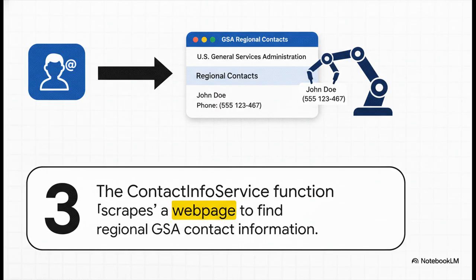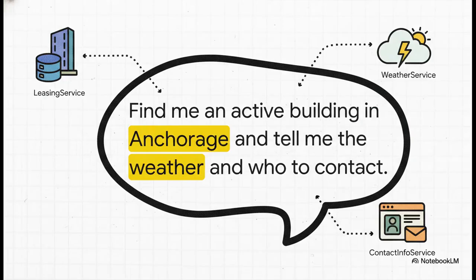Now, what's really interesting about this one is that it doesn't just call a nice, clean API. It actually goes out and scrapes a web page to find the contact info. This shows that a function can be a pretty complex operation, but from the AI's perspective, it's just another tool in its belt, ready to go. All right, our 3 tools are in place.